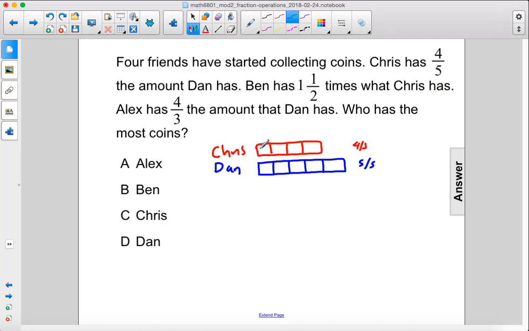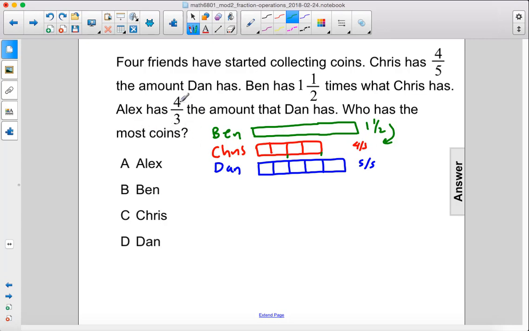Okay, so Chris has this distance. And so Ben has 1.5 times this. So we have Ben. So 1.5 times this distance will be exactly one of those distances plus half of it. So this distance here added on, like that. So this is how much Ben has. 1.5 times this one.